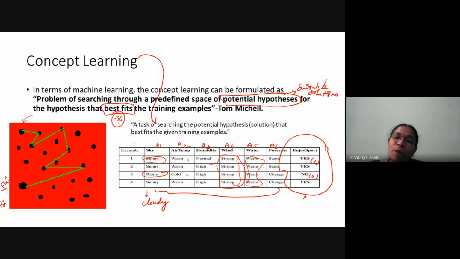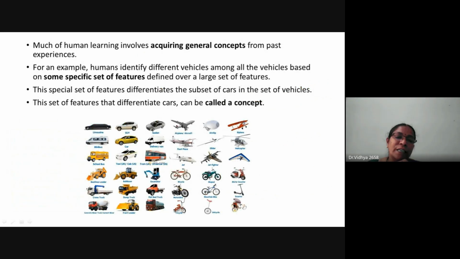In this example, we are going to take a decision. We are making the machine take a decision based on the input attributes. So this is the basic idea of concept learning with a simple example. Okay, then let's look at a little more explanation about concept learning.